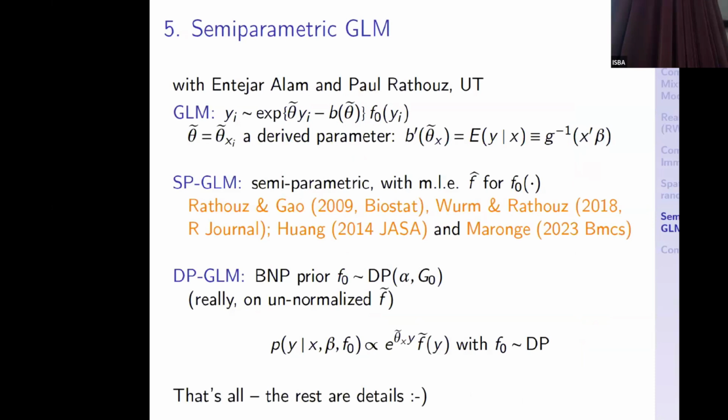This is joint work with yet another super smart new PhD student, Entecher, sitting right here, who is not sleeping in. This is joint work with Entecher and Paul Rathos, one of our colleagues at UT Austin. Quite a different application, but in the end it will look similar. It's again going to create random partitions with common atoms.